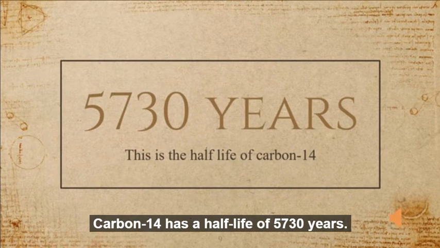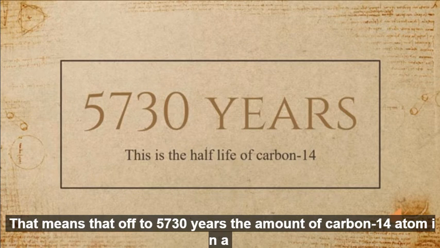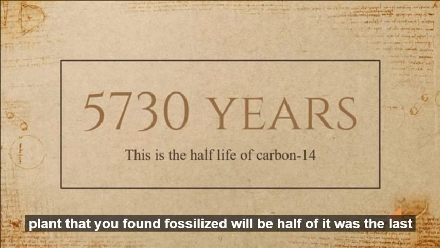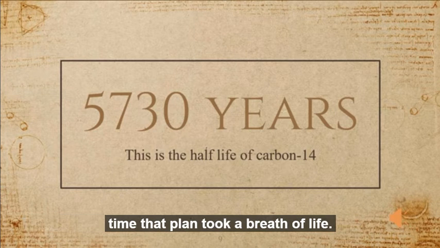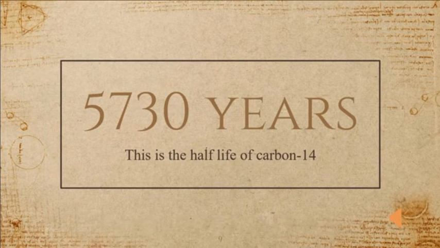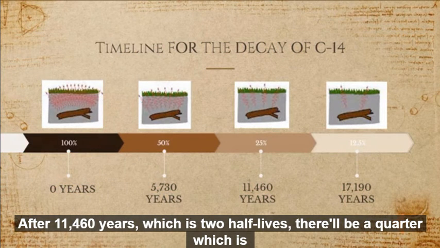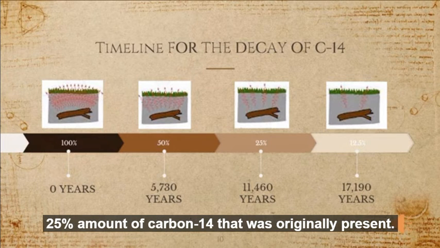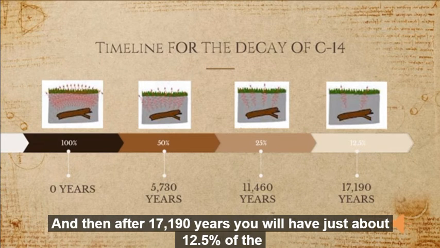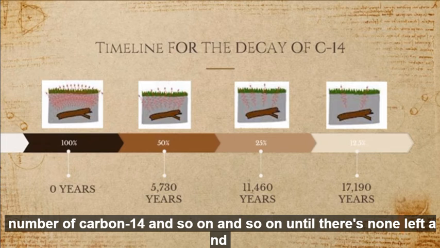Carbon-14 has a half-life of 5,730 years. That means that after 5,730 years, the amount of carbon-14 atoms in a plant that you found fossilized will be half of what it was the last time that plant took a breath of life. After 11,460 years, which is 2 half-lives, there will be a quarter, which is 25% amount of carbon-14 that was originally present. And then after 17,190 years, you will have just about 12.5% of the number of carbon-14, and so on until there's none left.